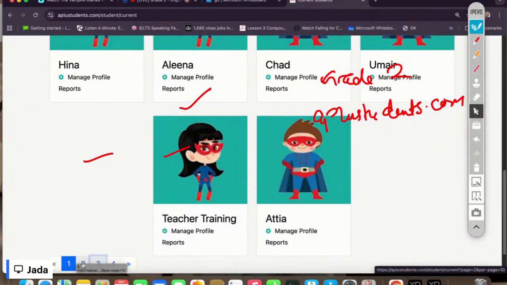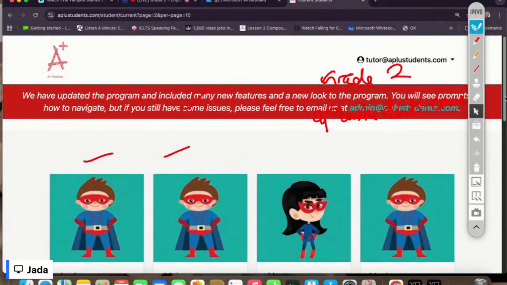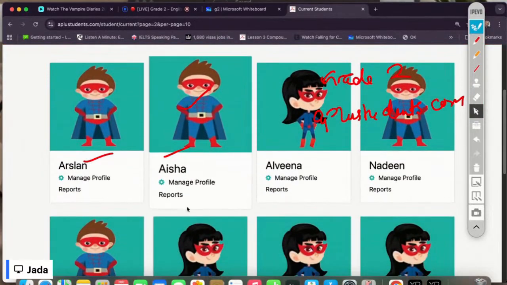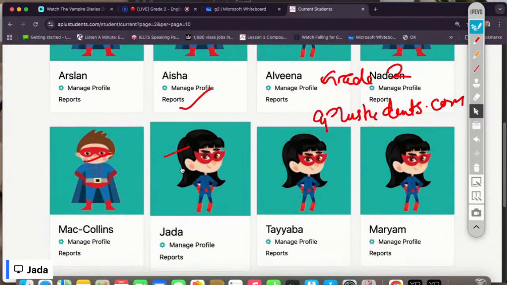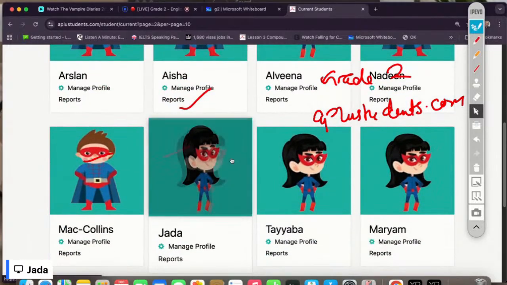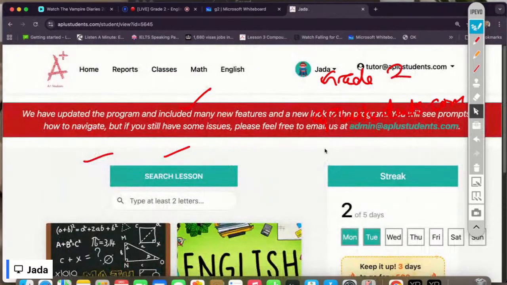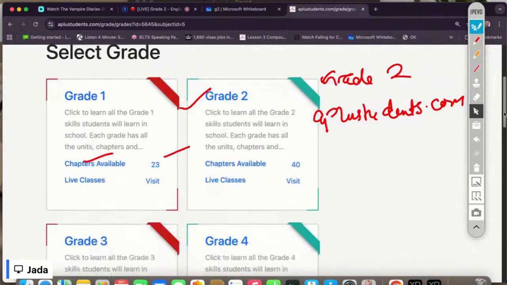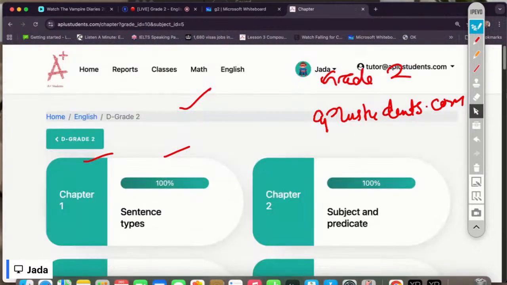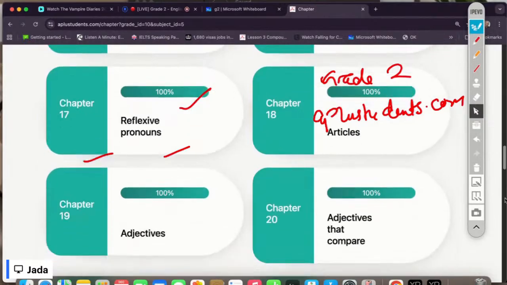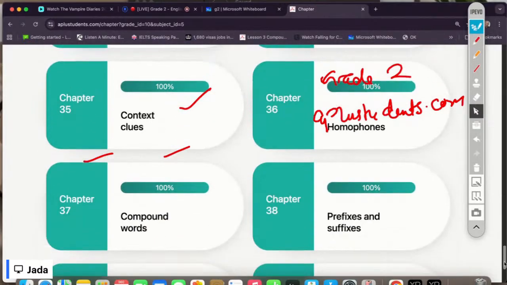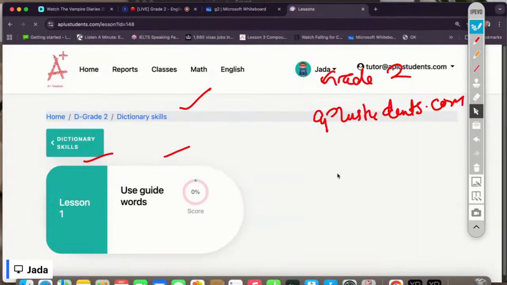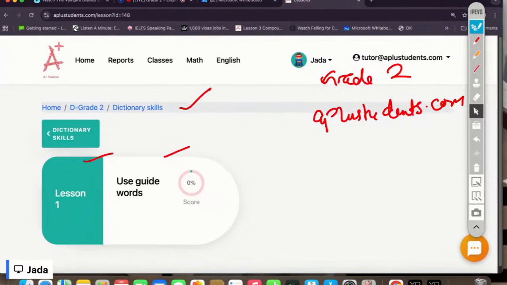Okay, so once you click on your name, it will take you to English, which is language arts. Then you have the grade here and all the chapters. Dictionary skills is at the end, so you just scroll down until you find dictionary skills, and this is the lesson. Okay, so that's how you log in.